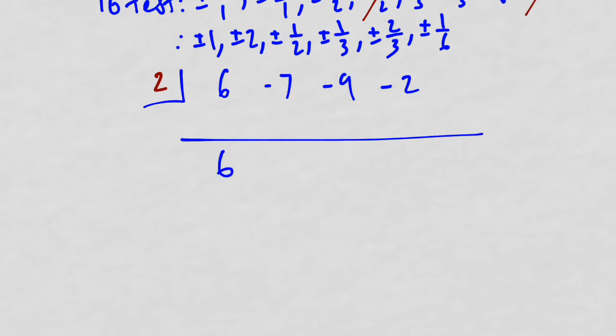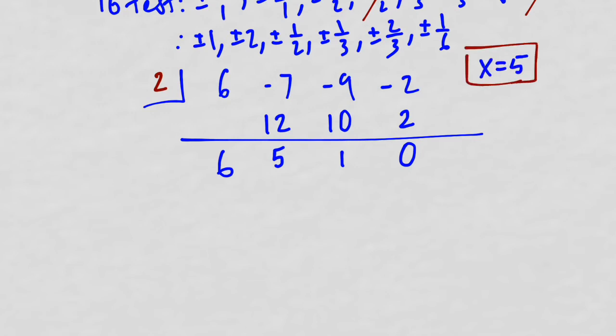All right, how about 2? Let's try 2. Bring down the 6. 2 times 6 is 12. -7 plus 12 is 5. 2 times 5 is 10. 10 minus 9 is 1. 2 times 1 is 2. There it is. We found it. All right. Good. We found x equals 2. That's the first one.